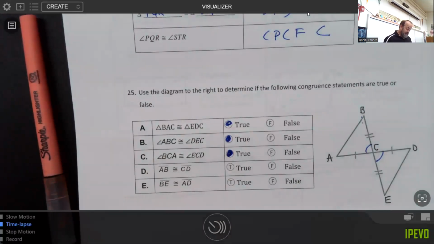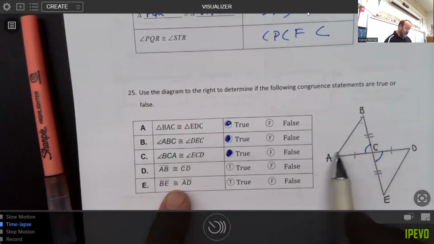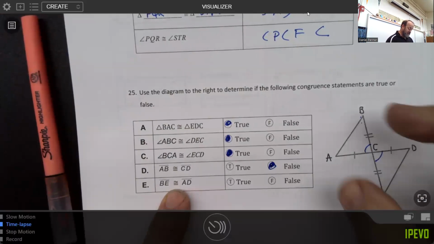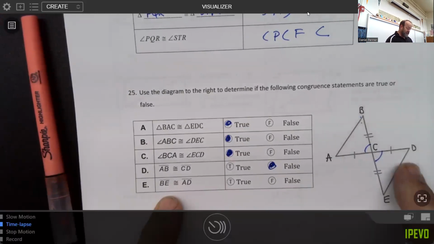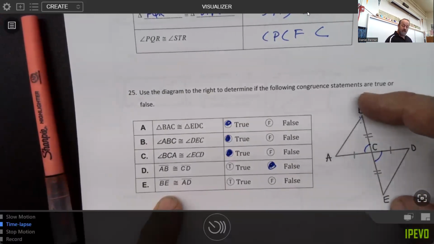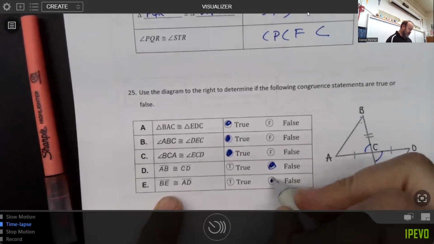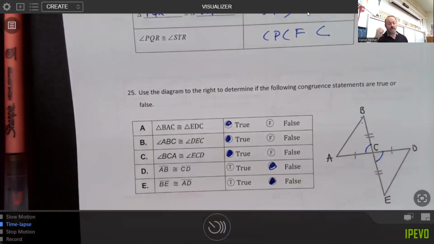How about AB is the same as CD? Is AB the same as CD? Well, that's false. We didn't do that right. AB would be the same as DE. And how about BE is the same as AD? Well, it never said that, because BE is these two doubles put together, and AD is a totally different segment by putting the two singles together. So that would be an inaccurate statement. We can't really make that conclusion.